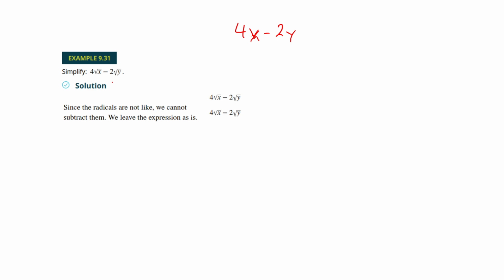All right, now I thought we might not see this till later, but here we have it. These are not the same thing. Just like I couldn't put together 4x minus 2y, I can't put together the square root of x minus the square root of y. They're not the same thing. They're not like terms. So that is the best we can do. We're going to just leave it alone because they do not combine.